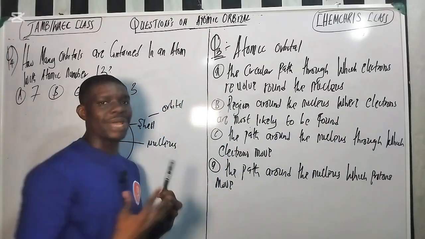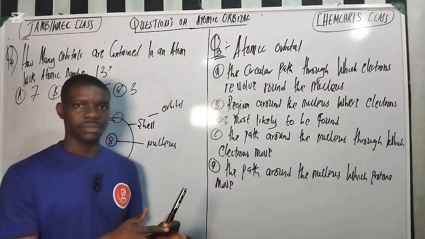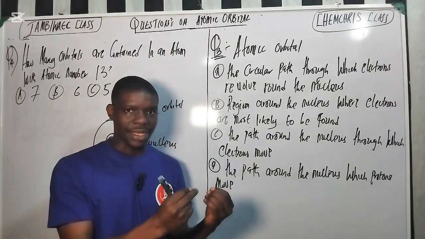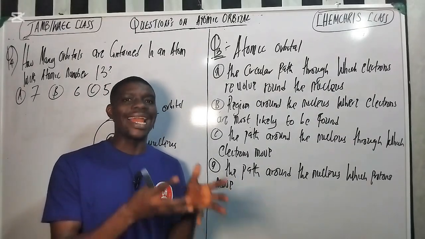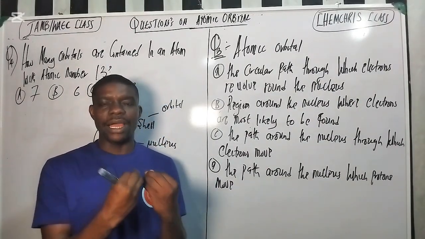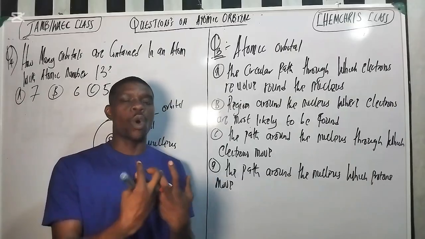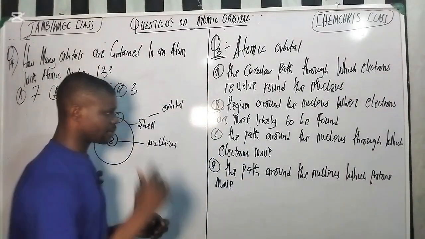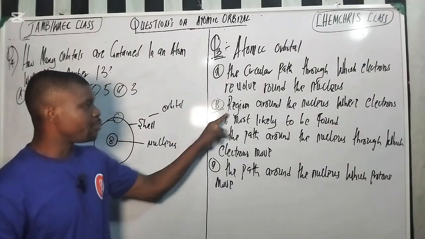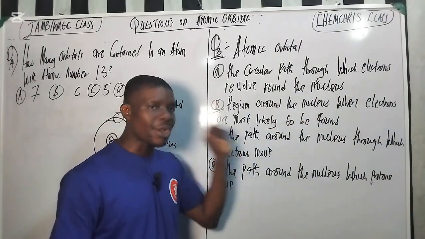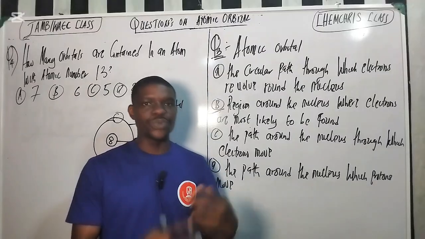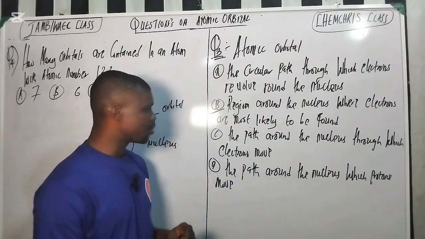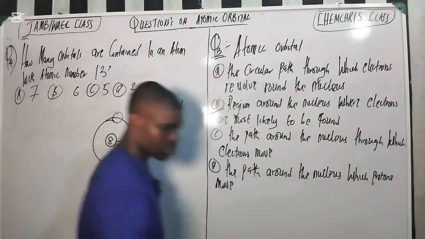These two are likely answers, but which one is the correct answer? The most accurate answer is: orbital is the region in which electrons are likely to be found, because orbital is what holds the electron. So the answer is this, not this. When you see these two options, please take this one because it is the most accurate. Orbital is where electrons are located or can be found. Do you understand?